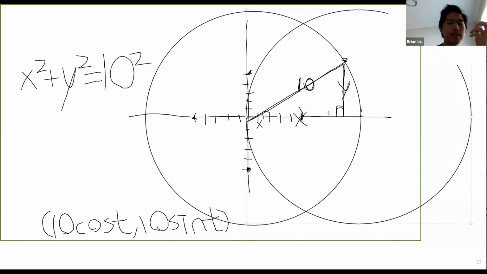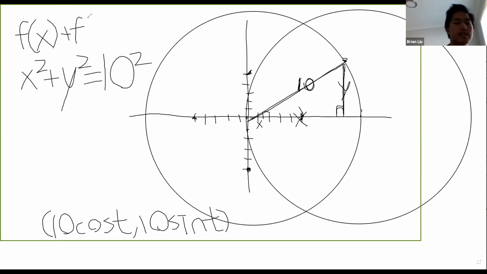So what equation describes this new circle? Originally we had the equation x squared plus y squared equals 10 squared. So some function of x, basically saying you do something to x, and then plus some function of y gives you something, right? I'm just using very random variables to say you do something to x and you do something to y, and you get something.